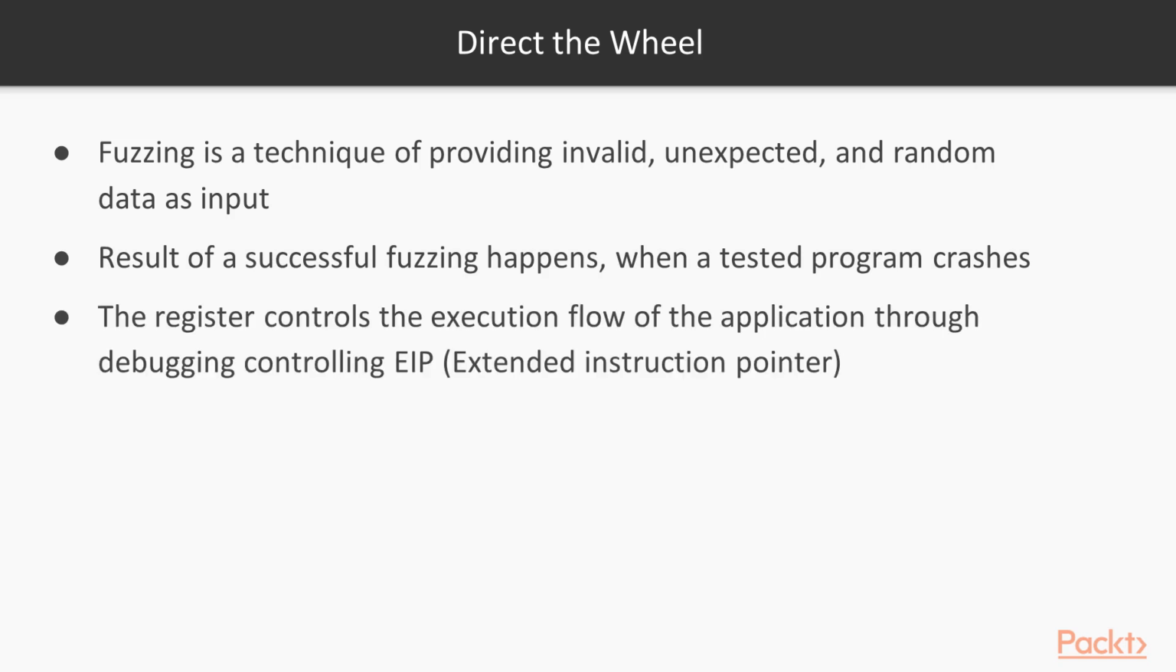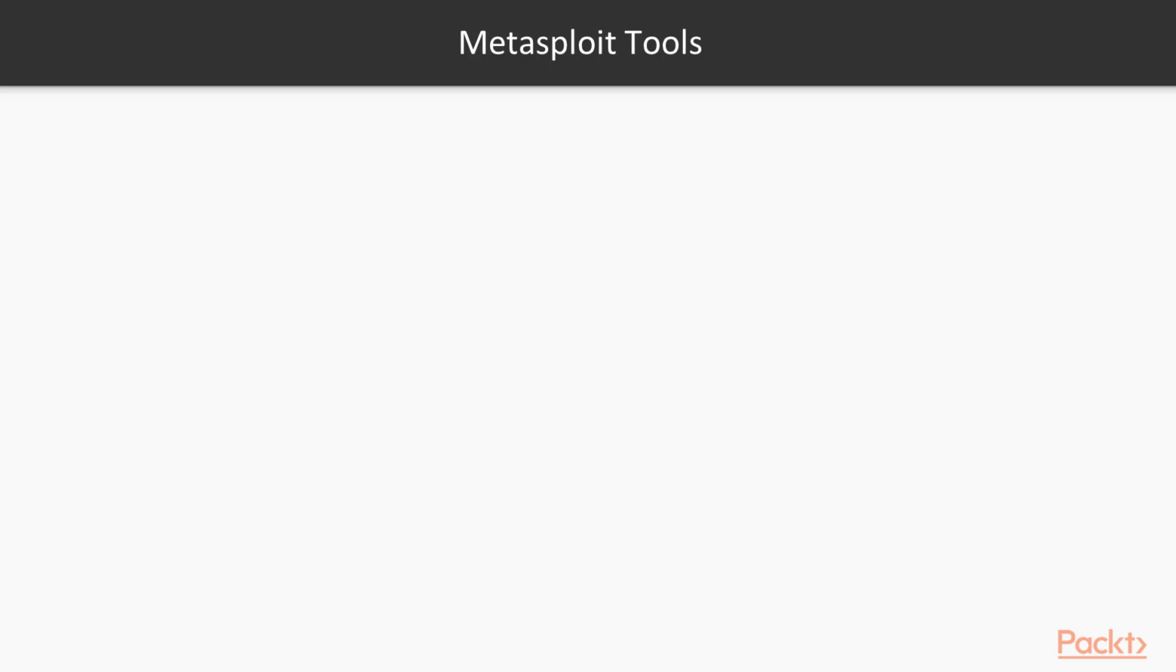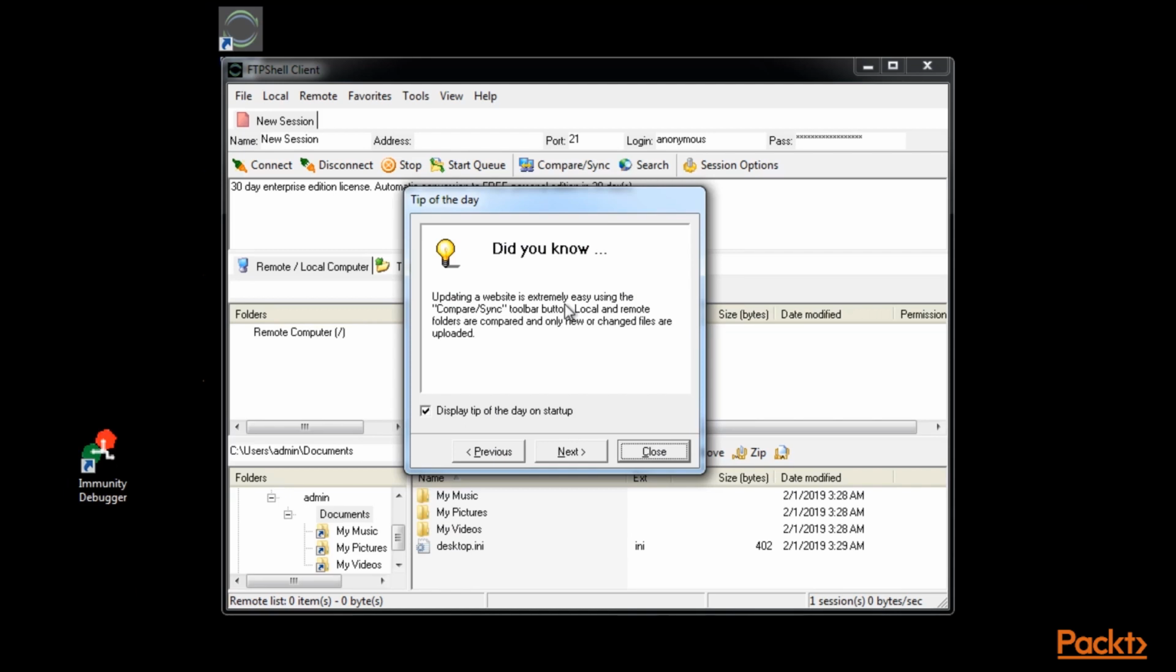Through debugging, controlling the EIP register controls the execution flow of the application. The ESP, extended stack pointer, is an indirect memory operand pointing to the top of the stack. You can use the Metasploit tool pattern create to generate a random pattern, or you can determine the location using pattern offset. In this video, we are going to debug the FTP shell client application.